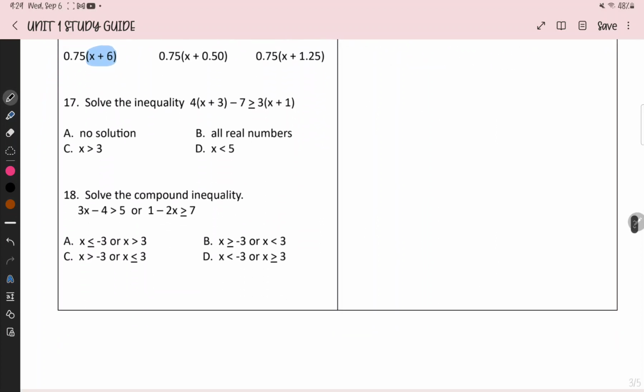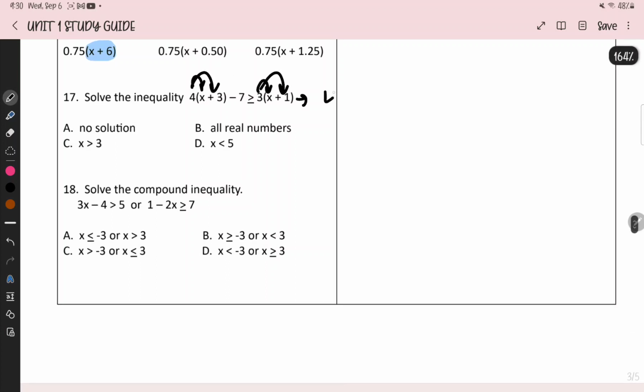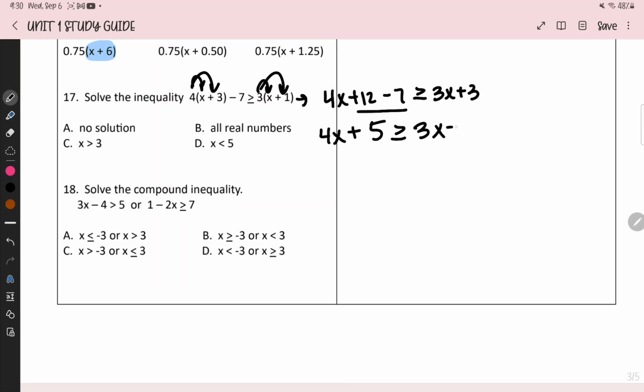Okay? Number 17 says solve this inequality. So what we're going to do is distribute just like we normally do on both sides. And we're left with 4x plus 12 minus 7 is greater than or equal to 3x plus 3. Simplify, so I've got 4x plus 5 greater than or equal to 3x plus 3.